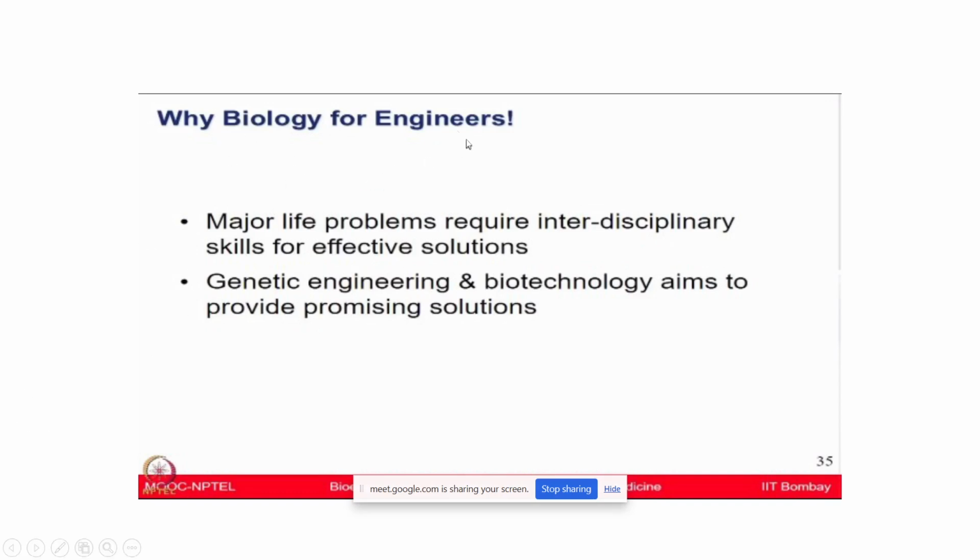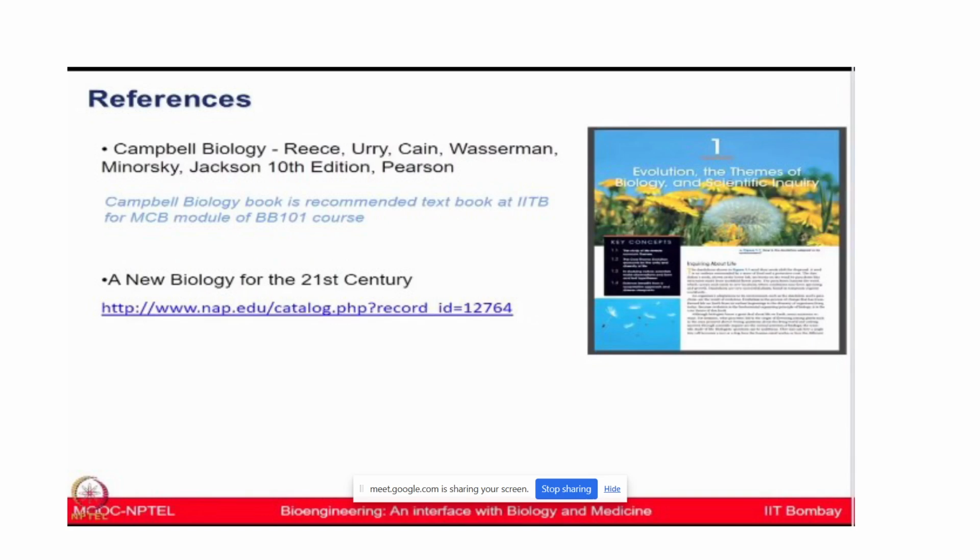So these are certain reasons why biology for engineers. There are major life problems that require interdisciplinary skills for effective solutions. Similarly, genetic engineering and biology aim to provide promising solutions. Whatever problems we discussed right now, biology has the capability to solve those issues, but biologists can do much better if engineers are with them, like for trying to detect something or for making certain machines. If engineers are there, it becomes much easier for biologists to solve those issues.